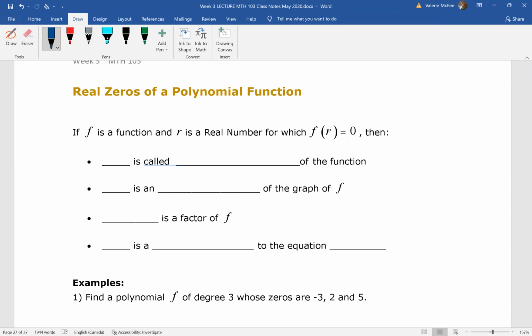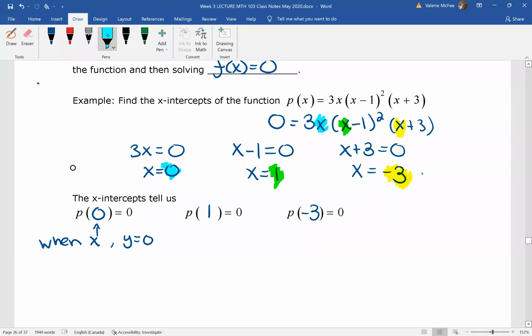So let's think about what we were just saying. If we have f of r equals 0, that's what I was just doing in that last bit of writing. Here's my p of r equals 0, only r is 0 or 1 or -3. We found the x-intercepts. We could make these statements.